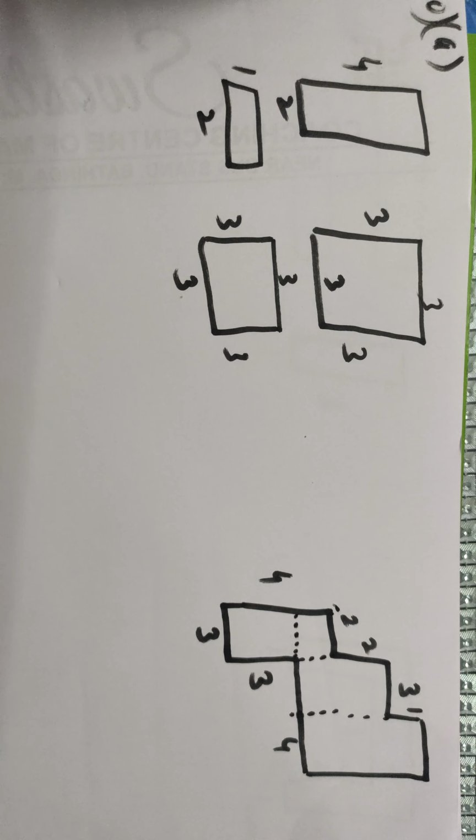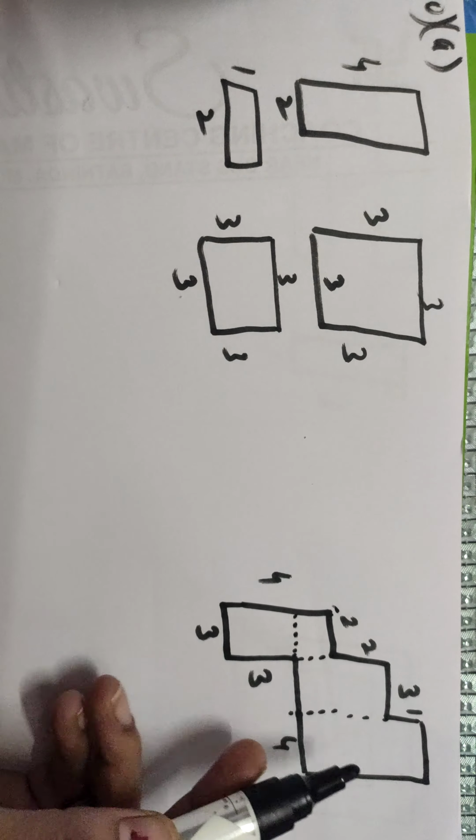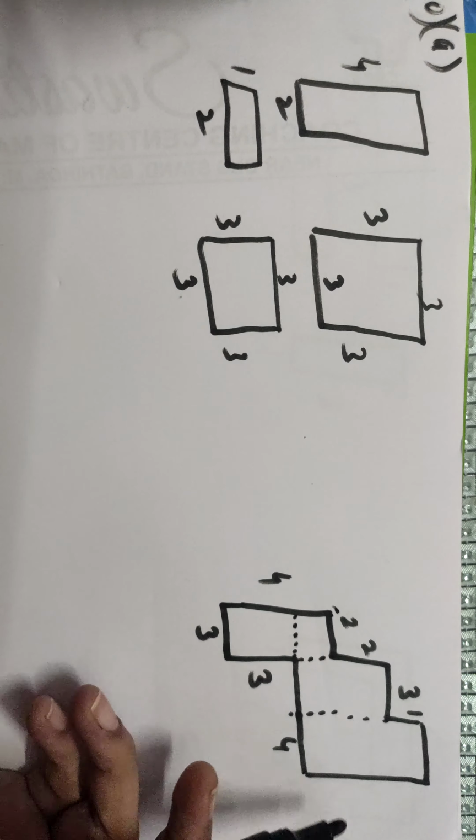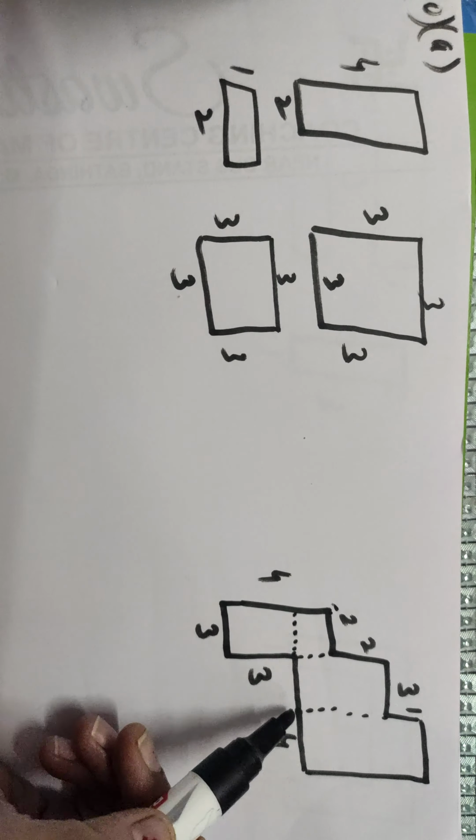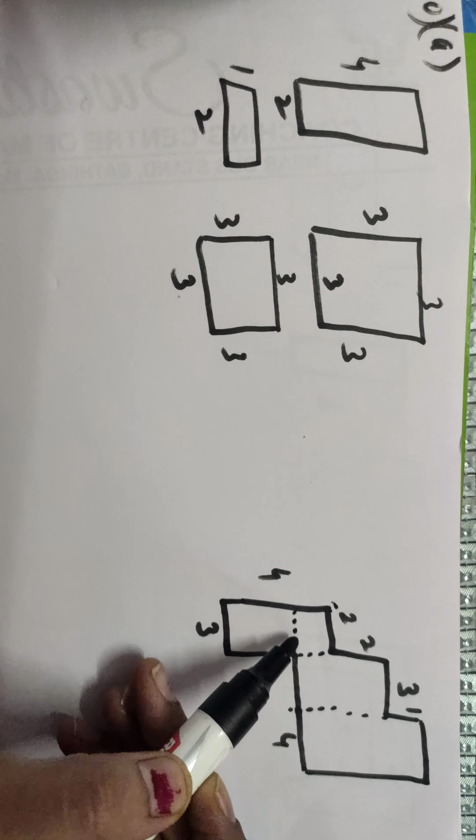Now come to 10th sum of exercise 10.3. This sum is: by splitting the following figure into rectangles, find the areas. Now measure the area in centimeters. So see, this figure we are given. In this figure we are given the rectangles. When we join these points, then we get the rectangles.